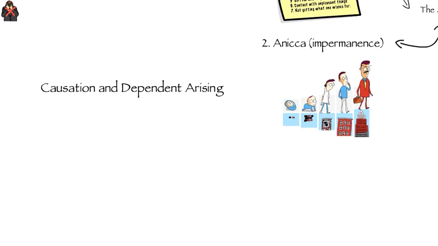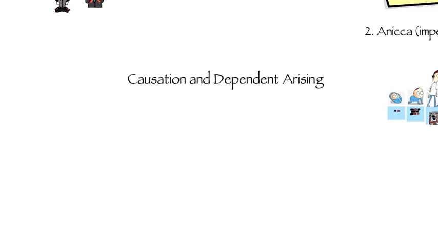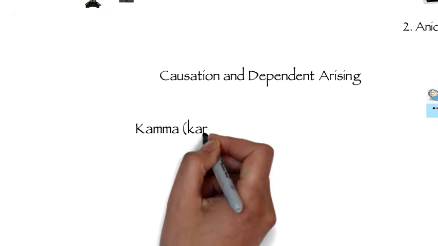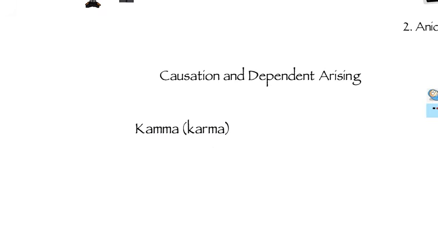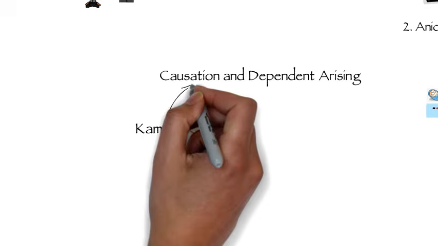It taught him that in order to get rid of suffering, you need to get rid of the causes of suffering. It also links with ideas about kamma, or karma in Sanskrit, which the Buddha developed in his teaching.